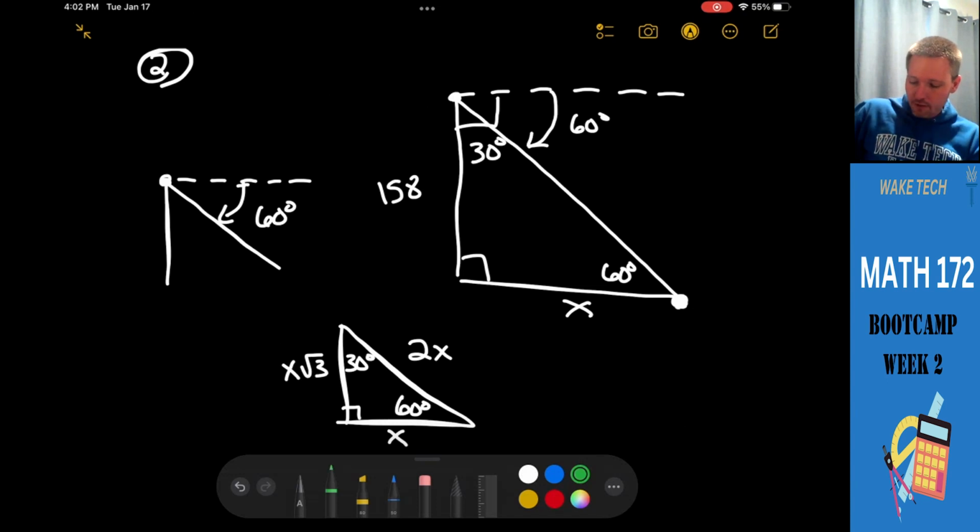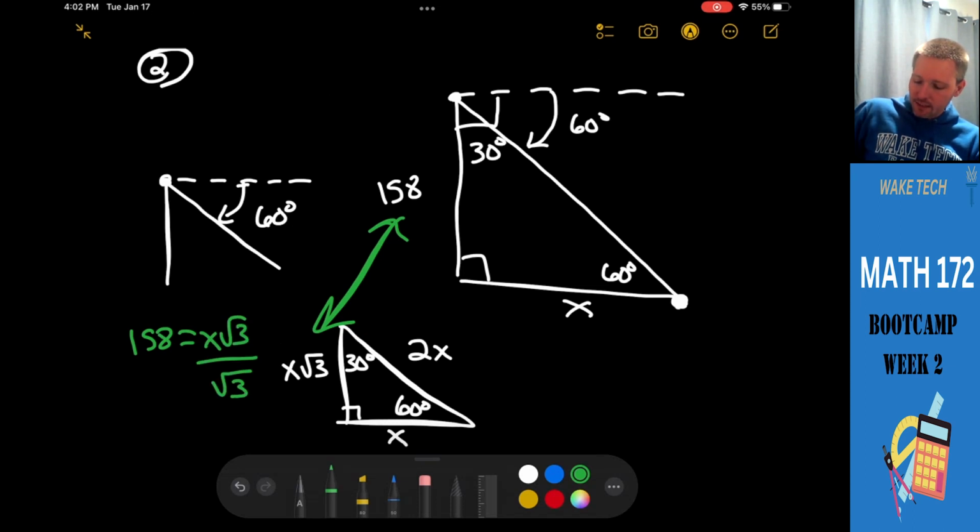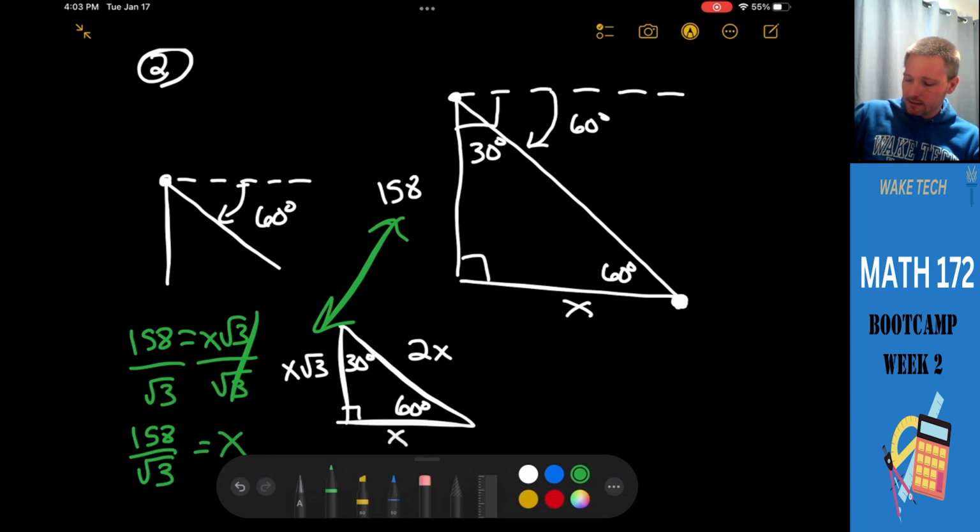Just like we did before, I'm going to set 158 equal to x times the square root of 3. To find x, we'll divide by the square root of 3. And that says that x is equal to 158 over the square root of 3. So that's our missing distance here.